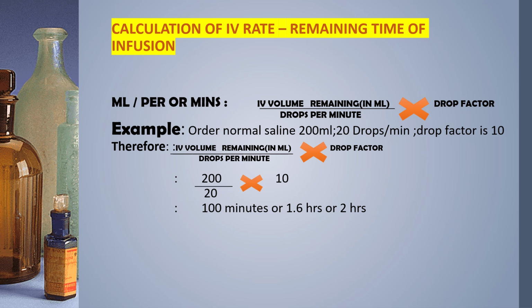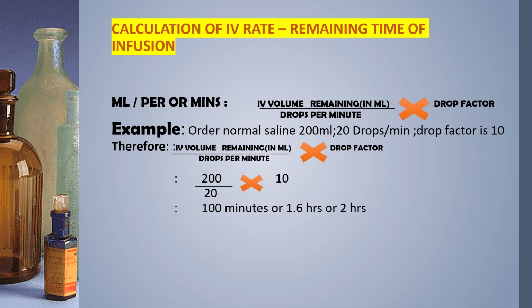Now we come to calculation of IV rate. That is, for example, the remaining time of the infusion. Now, when you come, you see that the remaining is 200 ml. So how will you decide how many hours or how many minutes to give? The formula is IV volume remaining by the drops per minute that will be given to you and the drop factor. You want drops, so you must have a drop factor, right?